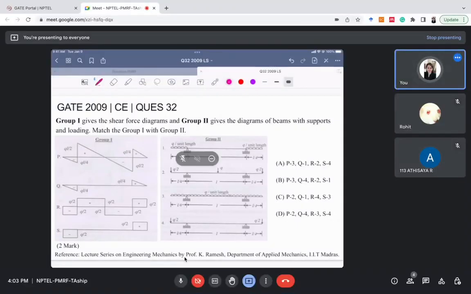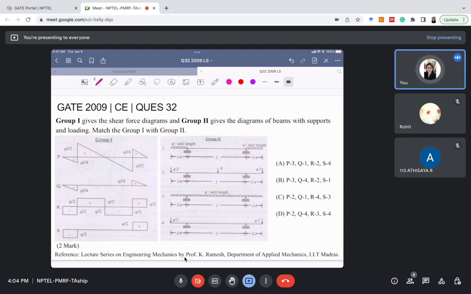Yeah, so today I'll be covering shear force and bending moment diagrams, both drawing shear force and bending moment diagrams from the loading diagram and drawing the loading diagram from the shear force diagram. Okay, so this is a very important concept of structural analysis. So I'll be discussing question number 32 of GATE 2009.